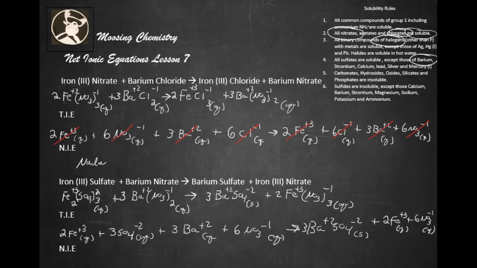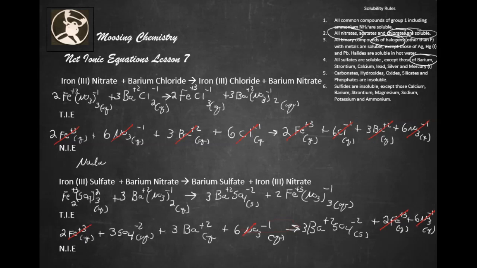So let's go through and let's eliminate our spectator ions. So our Fe's do not change. They're the same on both sides of the equation. They're gone. Our nitrates do not change. They are going to go away. So that leaves our barium and our sulfates, which do change. So they're not spectator ions at all.